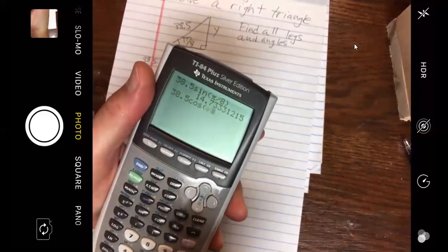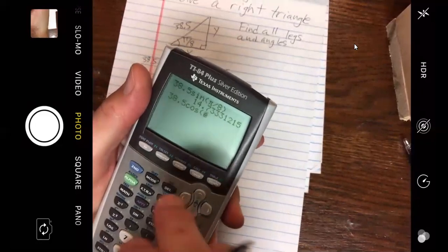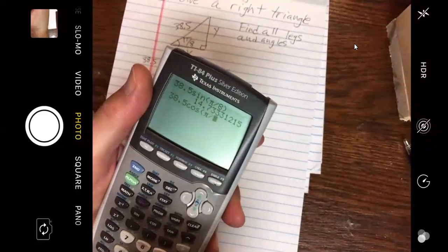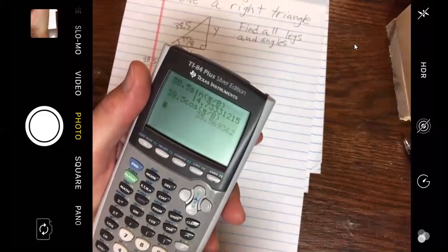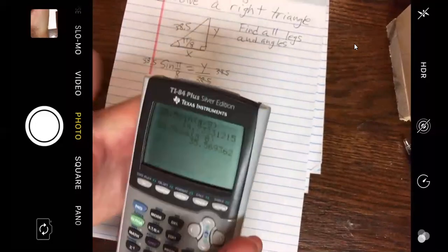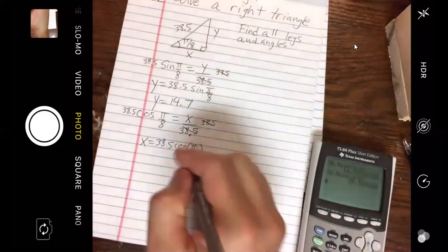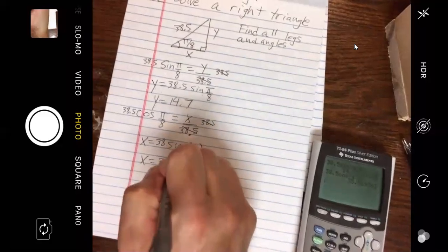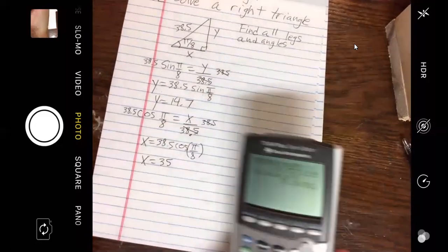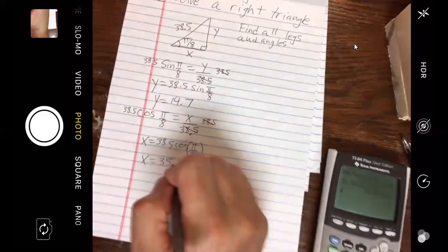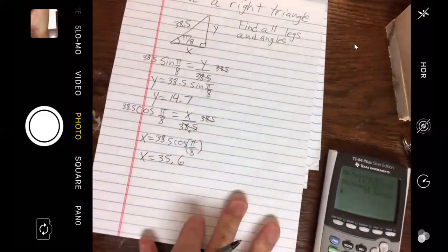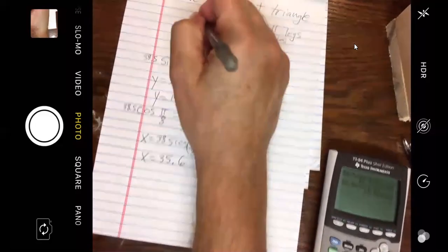Cosine of pi divided by 8 is 35.57. I guess we'll round it up to 35.6. All right, we call that theta.